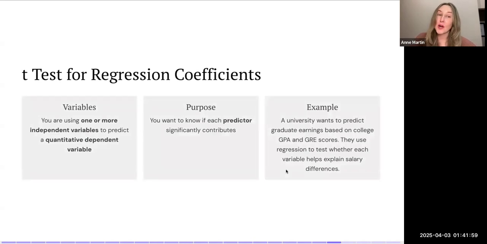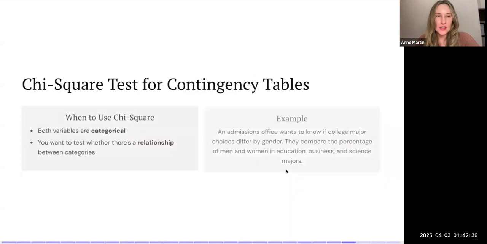Then we have t-test for regression coefficient, when you want to use that correlation to make a predictor to see if the independent variable is predicting the dependent variable. So you have one or more independent variables and you are trying to understand, like in multiple regressions, if that would predict a quantitative dependent variable. So for instance, and this is very commonly used, a university wants to predict graduates' earnings based on their college GPA and GRE scores. And so they could use regression to test whether each of those variables would help explain salary differences or predict salary differences.